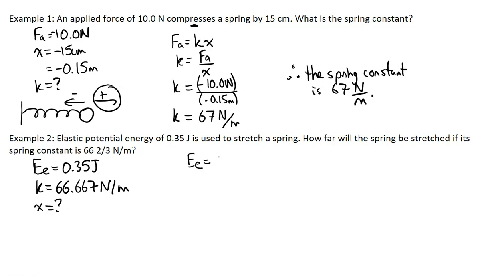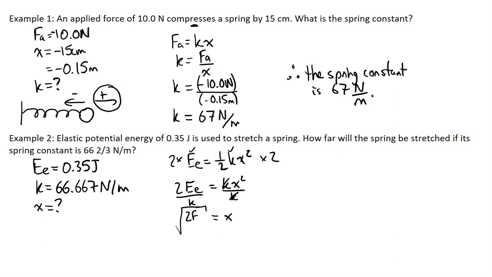We know that the energy is equal to 1/2 times kx squared. And we know the elastic potential energy and the K value; we need to solve for x. So if I multiply both sides by 2, I get 2 times the elastic potential energy is equal to kx squared. Divide both sides by K, that's going to cancel out, and then take the square root. So it's the square root of 2 times the elastic potential energy divided by K.